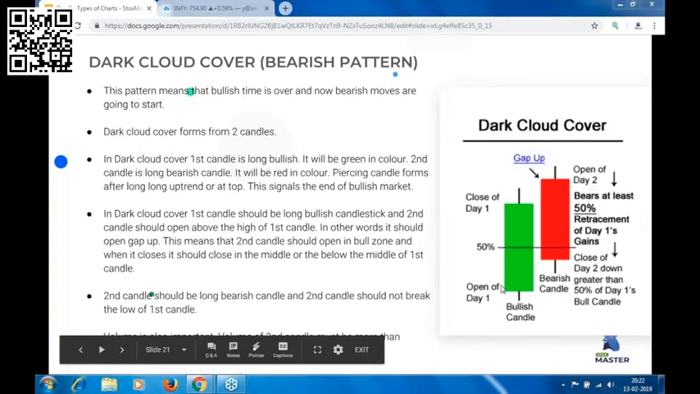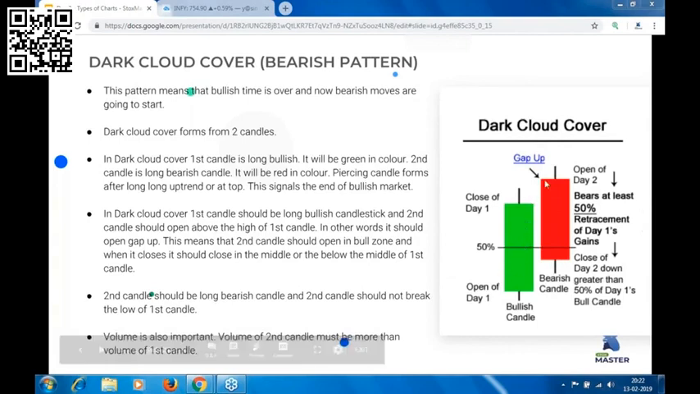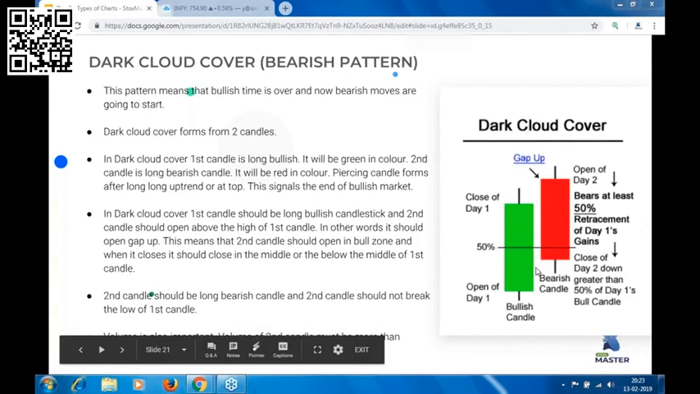Now dark cloud cover is just the opposite of your piercing line. The market is in an uptrend, and this last candle is your bullish candle. Then the next candle that is formed has a gap up opening, but the bears push the market down, and the closing is either at the 50% of this candle or just above the opening price of this candle.